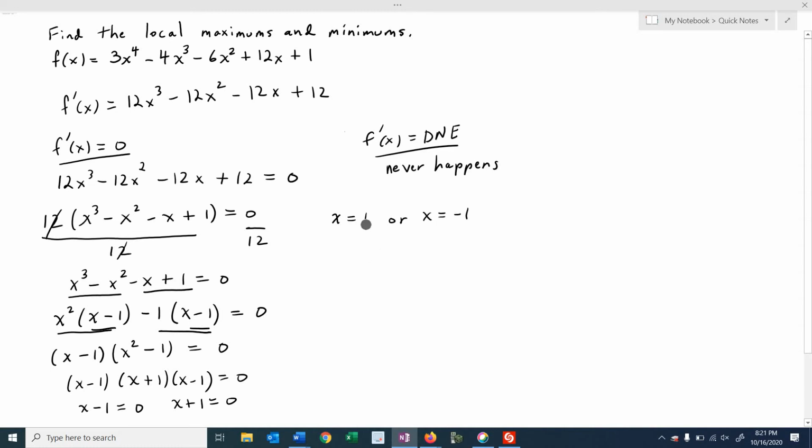Now remember, in order for these to be critical points, they have to be in the domain of the function. If you look back at the original function, this is a polynomial, so its domain is all real numbers. Of course, these are both in that interval. So these are critical points.